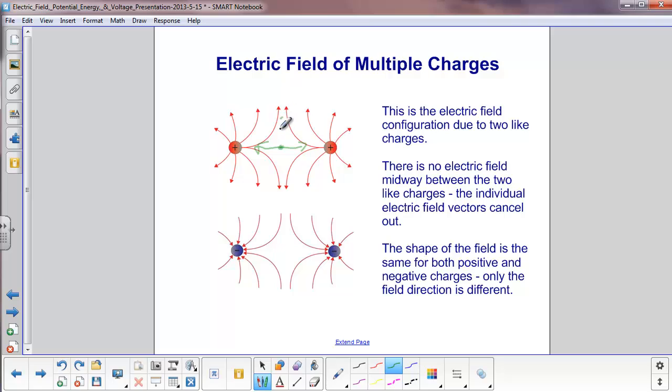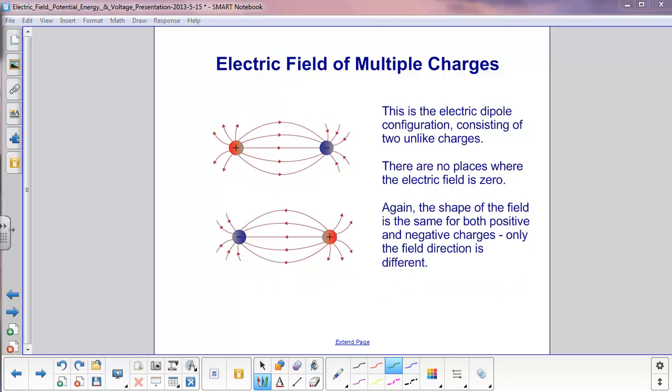Notice that goes right up all of these points. There is no electric field. So if you were to put a positive charge there, nothing would happen. It would just sit there. Same thing for two negative charges, and notice the difference here. With the positive charges, the arrows point away. With the negative charge, the arrows point towards it. So the configuration is exactly the same, it's just that the arrows point in different directions.